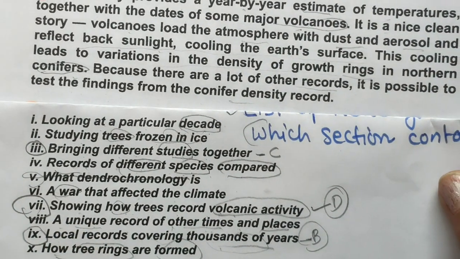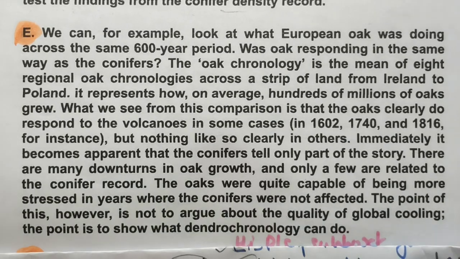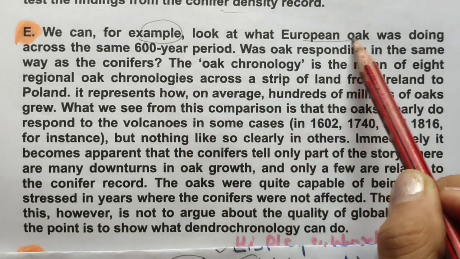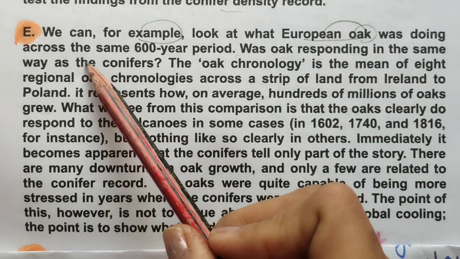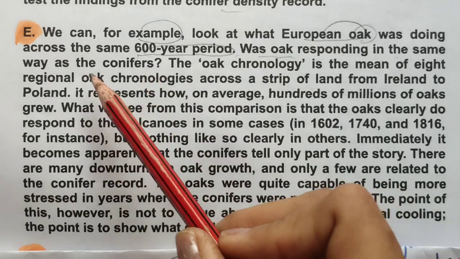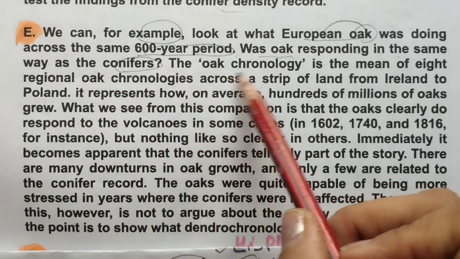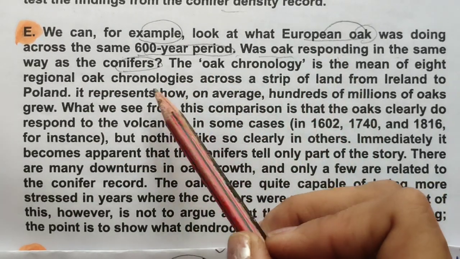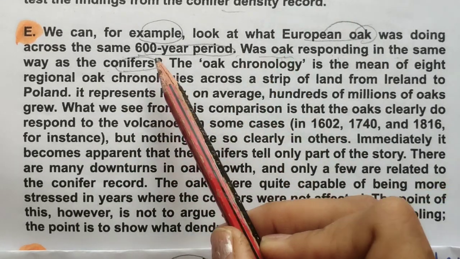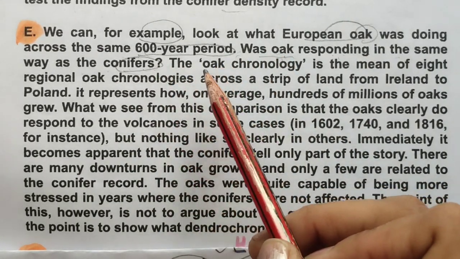Now E paragraph. Now do it with me. We can, for example, okay, example it is given. Look at European oak. Oak is also tree name. Was doing across same time period. Was oak responding in the same way as conifers? Okay, oak responding in the same way as conifer. This is also tree, this is also tree. I think they are doing some comparison.